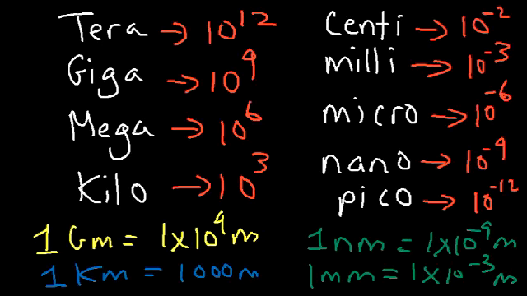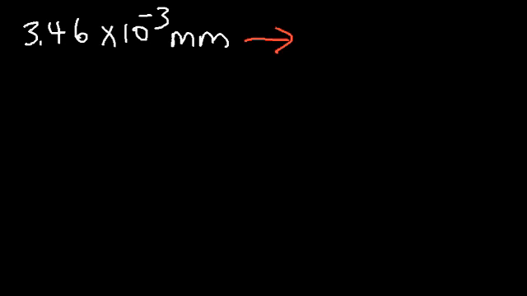So let's put this information into good use. Let's apply it. Let's say you have 3.46 times 10 to the minus 3 millimeters, and you wish to convert that into nanometers. How would you do it? The first thing I would do is convert millimeters into meters, and then meters into nanometers. So milli is 10 to the minus 3. That means that 1 millimeter is equal to 1 times 10 to the minus 3 meters. That's one of the conversion factors I'm going to use. The other one is for nanometers. Nano is 10 to the minus 9, so 1 nanometer is 1 times 10 to the minus 9 meters.